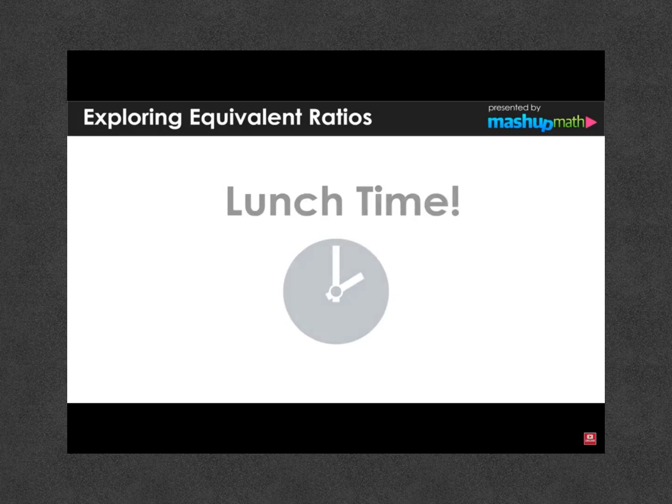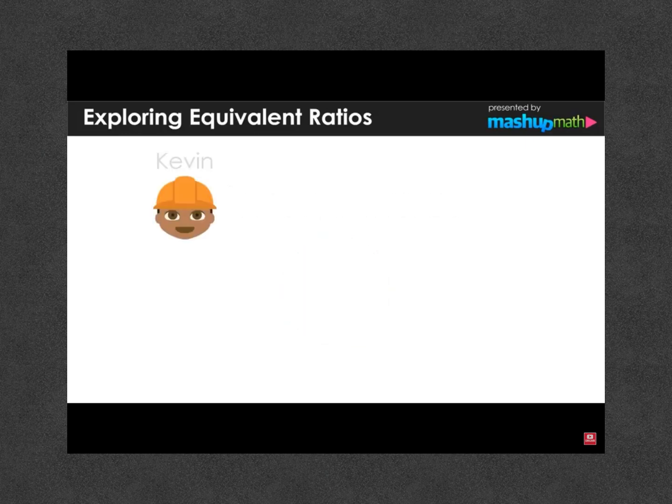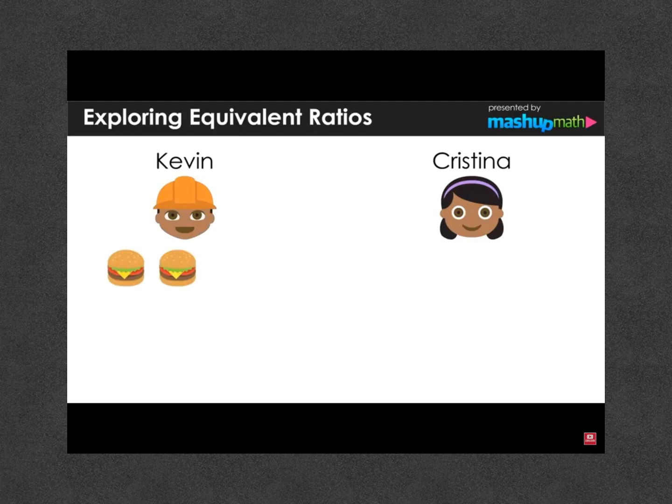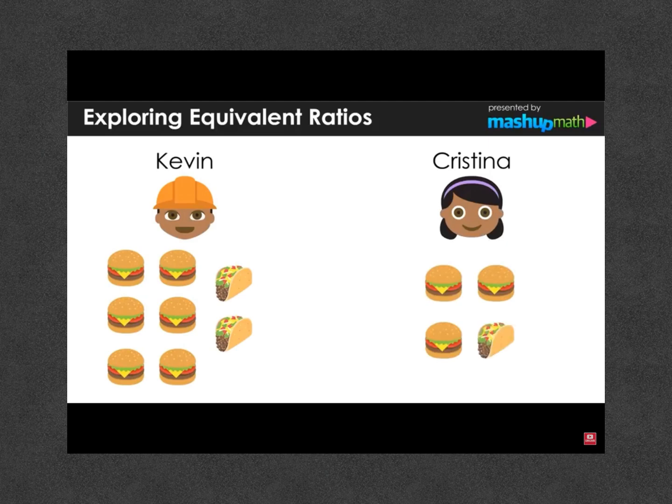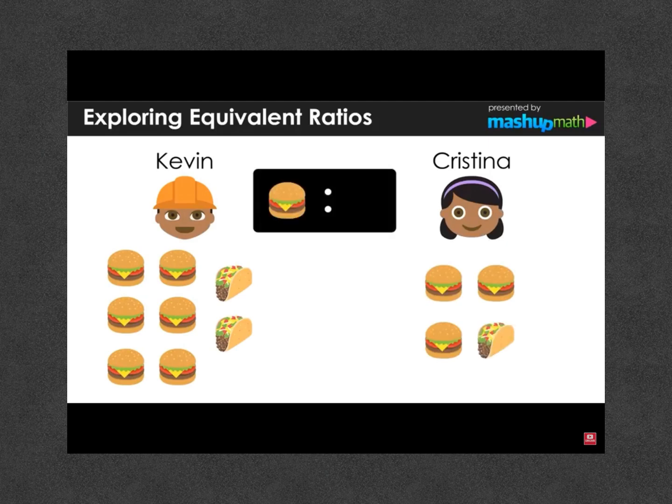So in this lunchtime scenario, we have Kevin and Christina who are both ordering lunch to bring back to their coworkers. Kevin orders 6 hamburgers and 2 tacos, while Christina orders 3 hamburgers and 1 taco. And we want to explore the ratio of hamburgers to tacos in this situation.